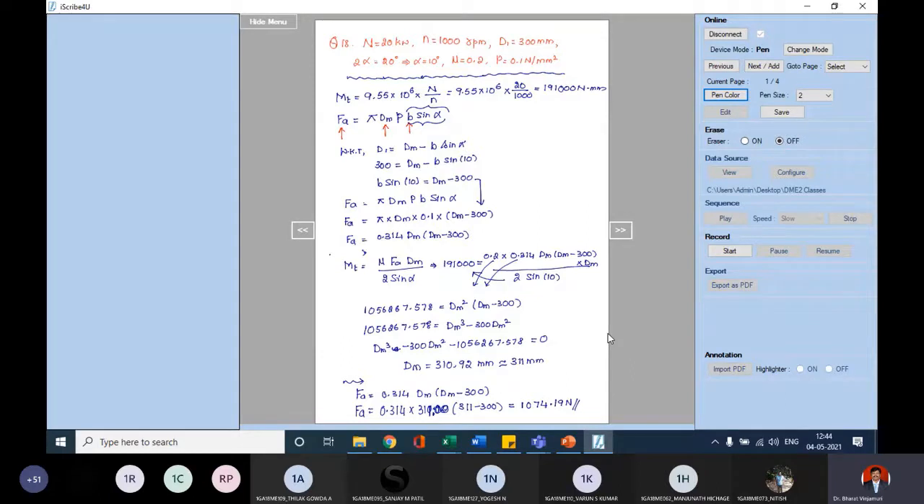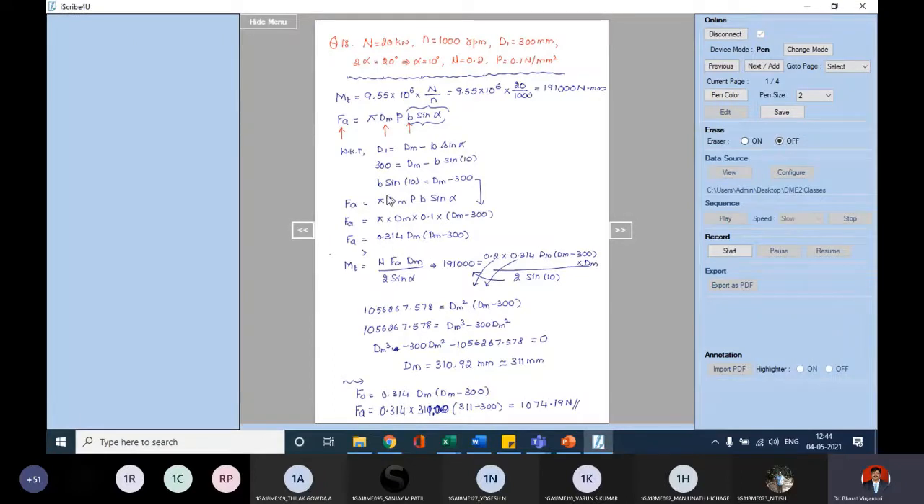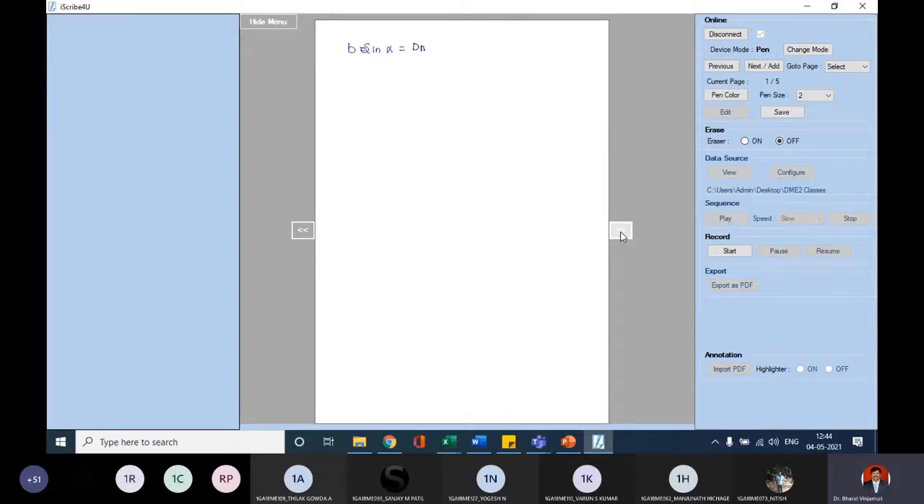I will try to change the page now for a moment. After Fa, you work on this value of B. Now we know that B sine alpha is what we have got. B sine 10 is equal to dm minus 300. So B into sine 10 is equal to 311 minus 300. So can you tell me what is the value of B now? 64 mm. So you got the value of B also, you are done beautifully.